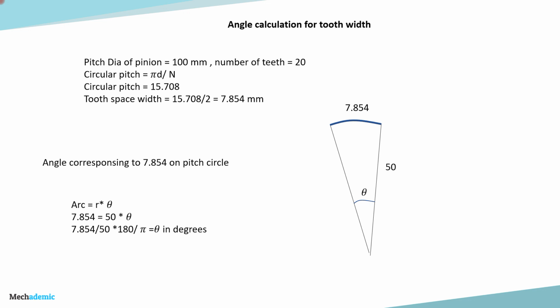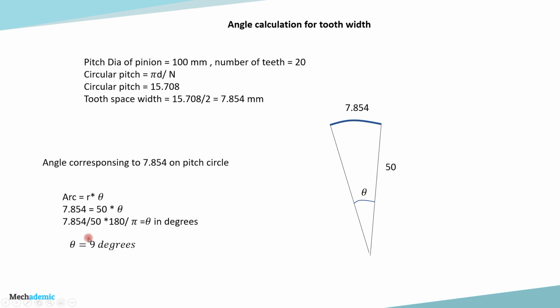From that we have to calculate the angle. So the formula is arc length is equal to r into theta. This is the arc length 7.854 and this is the radius 50, which is half of the diameter of the pinion, and theta is the angle we need to find. So arc is equal to r into theta. R is 50, arc length is 7.854. 7.854 divided by 50 will give us the theta in radians, and then multiplying by 180 divided by pi will give theta in degrees. On calculating, we'll get a theta of 9 degrees, which is the angle subtended by one tooth or one tooth space.